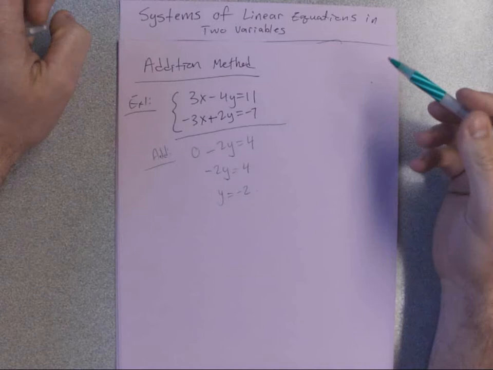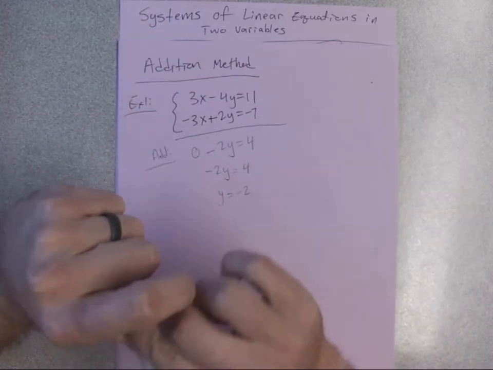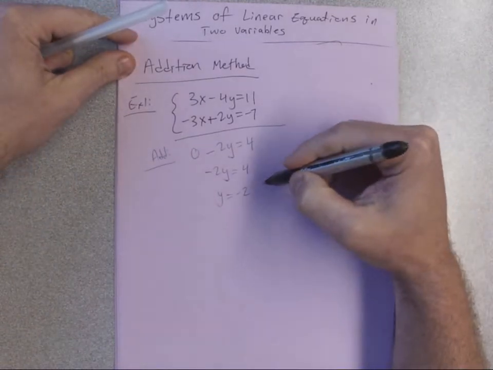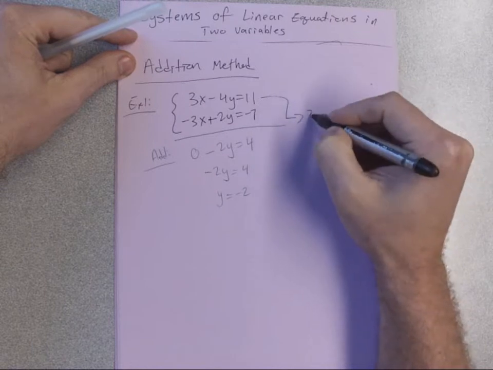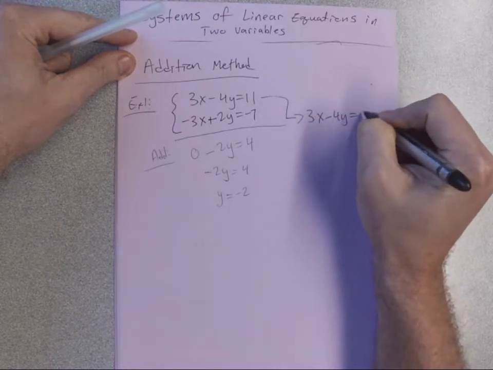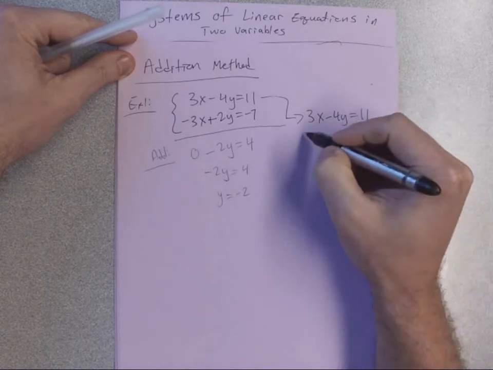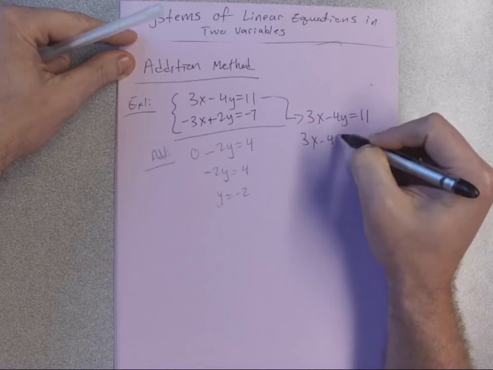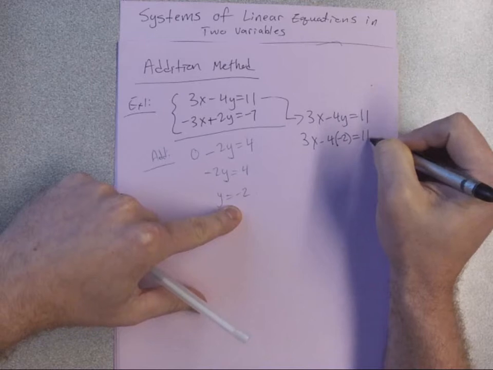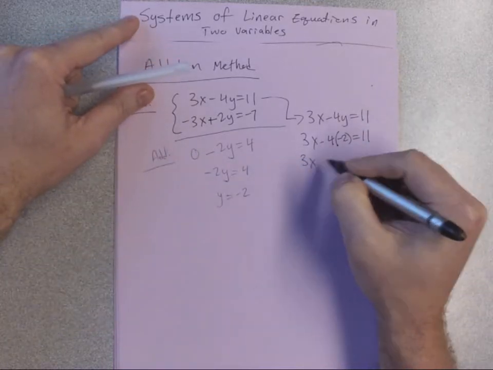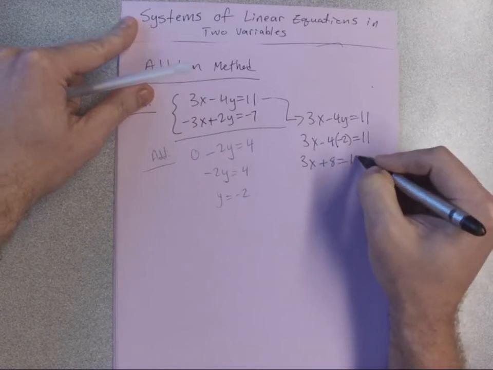From this you can figure out what your x value is. Pause the video and figure out your x value here. To find your x value, you just pick one of these equations and plug in y equals negative 2. I'm going to use the top one. So you get 3x minus 4 times y, and we said y was negative 2, and that's equal to 11. So 3x minus a negative 8, which makes that a positive 8, is equal to 11.